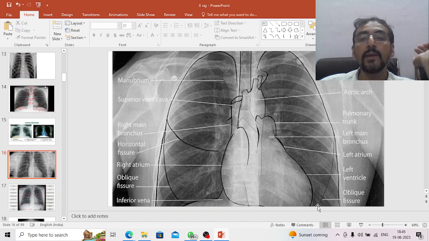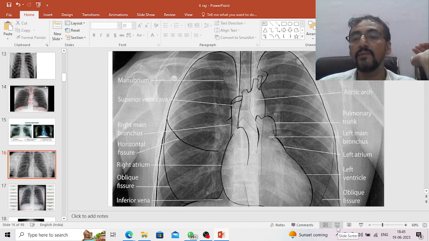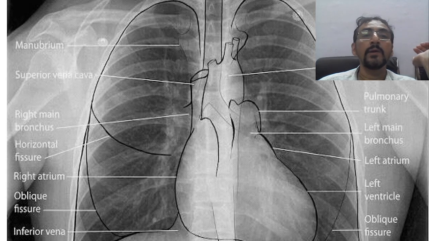Now again the same picture. I think by this time you are very familiar, but if you want to see it again you can see this. Some extra things are here. This portion is called the sternoclavicular joint, and the second intercostal space is where the second rib joins.